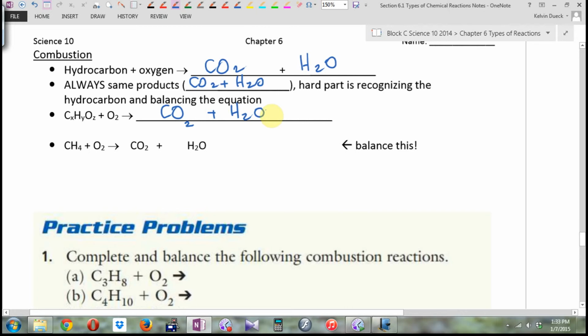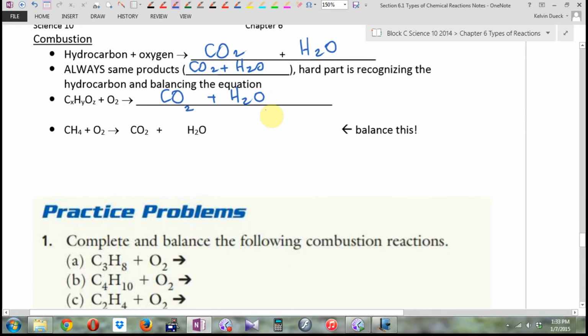This one is not balanced, because I didn't give you the actual numbers on the left-hand side. I put an X and a Y and a Z. But here is a specific example. This is not an alcohol. Who remembers what CH4 was? It's methane. So when you burn methane and oxygen, you get carbon dioxide and water. Methane plus oxygen, carbon dioxide and water. Balance this.